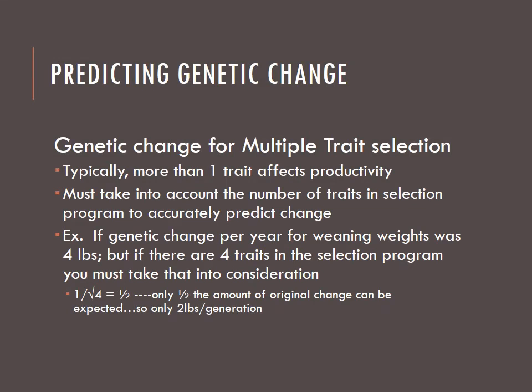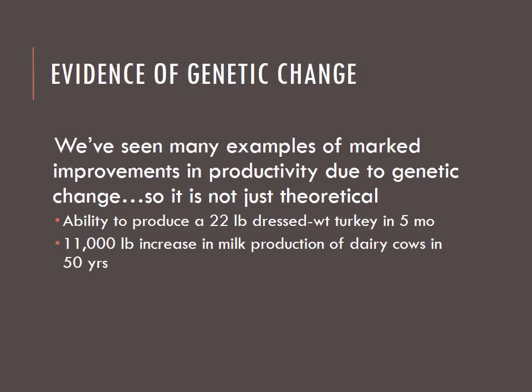So again, if we look at that, we can always expect half or maybe about a quarter change to the original amount that we were looking at per generation. Very difficult to make that change. Evidence of genetic change, again, if we look at our ability to produce dress weight turkeys, we can do it in about 5 months now. Used to take quite a lot longer than that. Again, so it's not just theoretical. We've done this quite nicely.